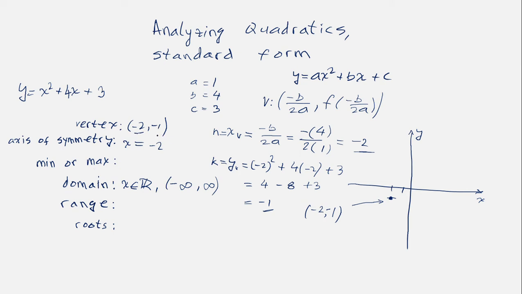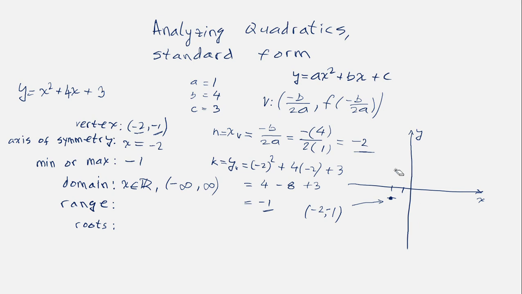Now the y coordinate of the vertex is either our min or max, because the vertex is where the function makes a turn and goes the other way. So we know that that value will go right here. Now whether this is a min or max depends on whether the function opens up or it opens down. We can find that in different ways.